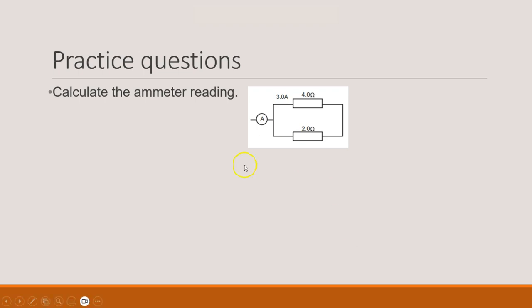Calculate the ammeter reading. This ammeter reading is going to read the total current. We have 3 amps on this branch and 6 amps on this branch. The formula is I_T equals I1 plus I2, so it's 3 plus 6. The ammeter will therefore read 9 amps.